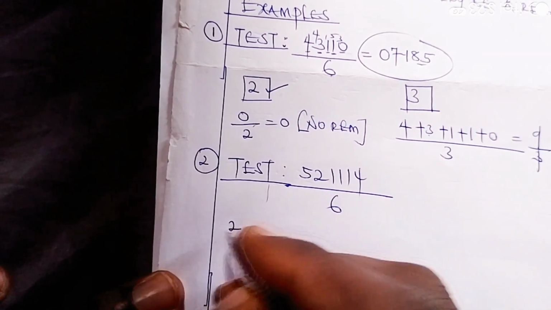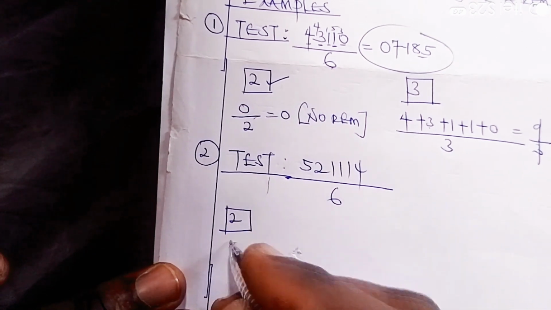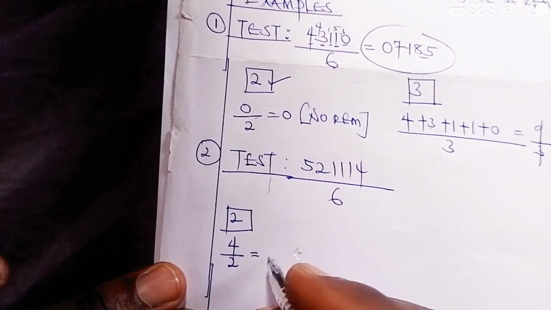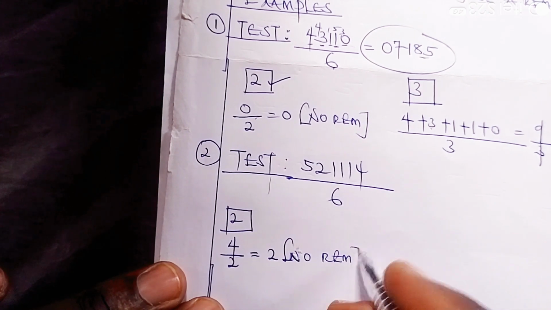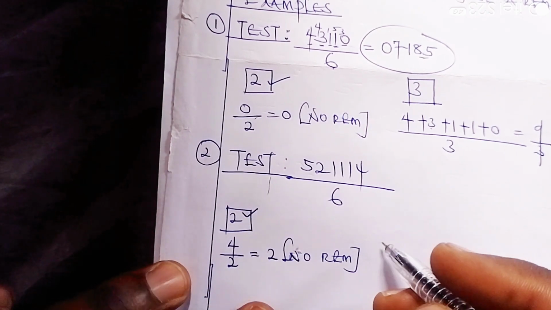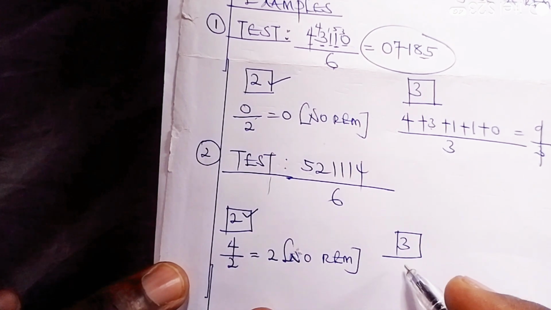First of all, we're going to be using our 2 test. How do we get a no for 2? We bring out the last digit. 2 in 4 is 2, no remainder, so it passes the test. So let's see if 3 will do the same thing. If 3 passes the test, it means 6 will go without a remainder.